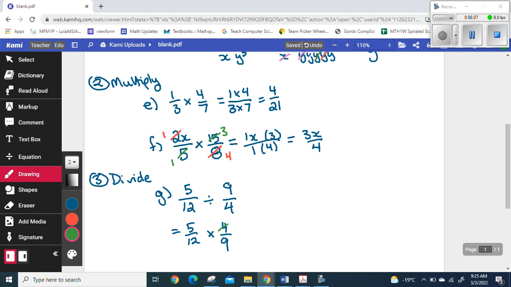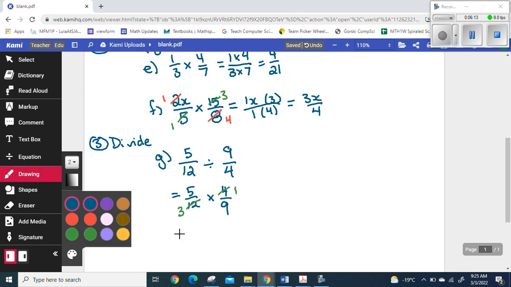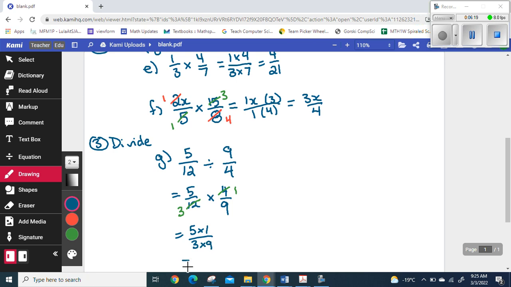See, do we cancel? Oh, 4 goes into itself once and 12 3 times. That's all we can cancel. So that means I have 5 times 1 in my numerator and 3 times 9 in my denominator. So that leaves me with 5 over 27.